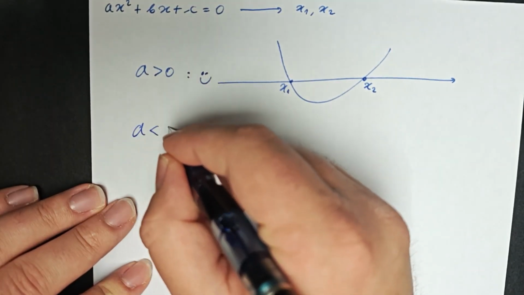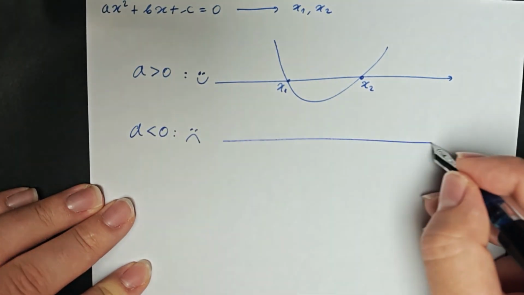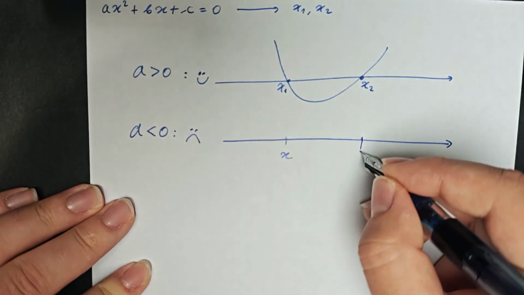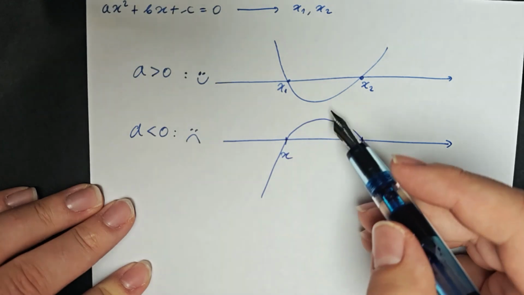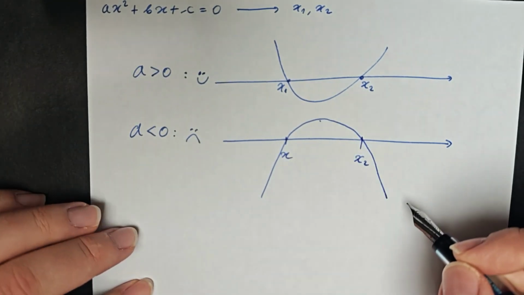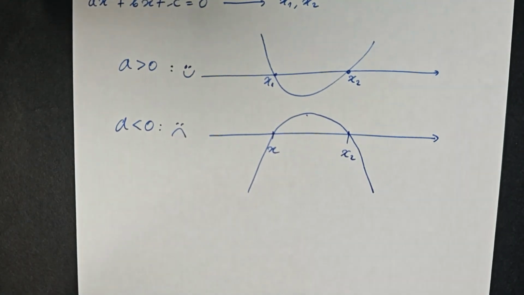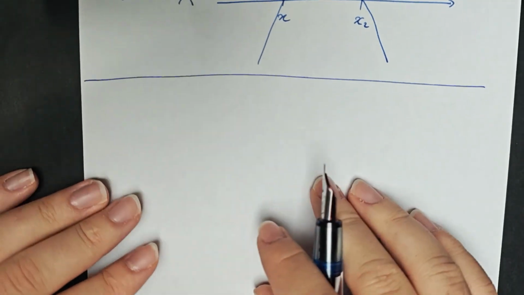If a is smaller than 0, you are going to have a sad face. With x1 and x2 here, the parabola has a maximum value on its domain. You see, it looks like a smiley face, and that is how you can easily remember it. Now let's return to our example.